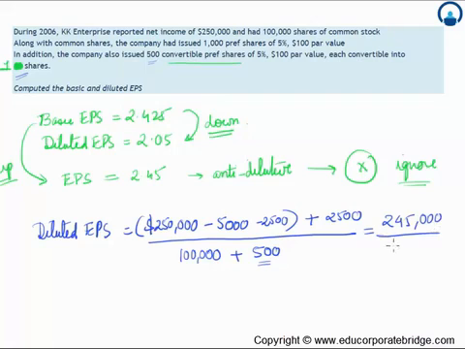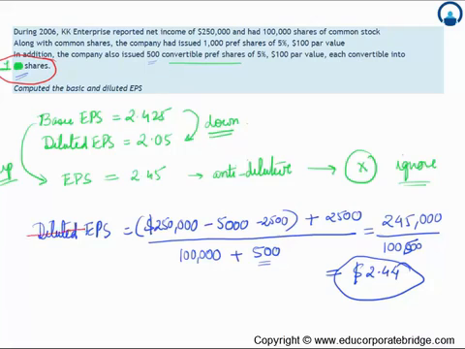So the numerator will be like this: 245,000 divided by the denominator. The denominator would be 100,000 plus 500, so this comes out to be 100,500. And this numerator divided by the denominator will actually come out to be $2.44.